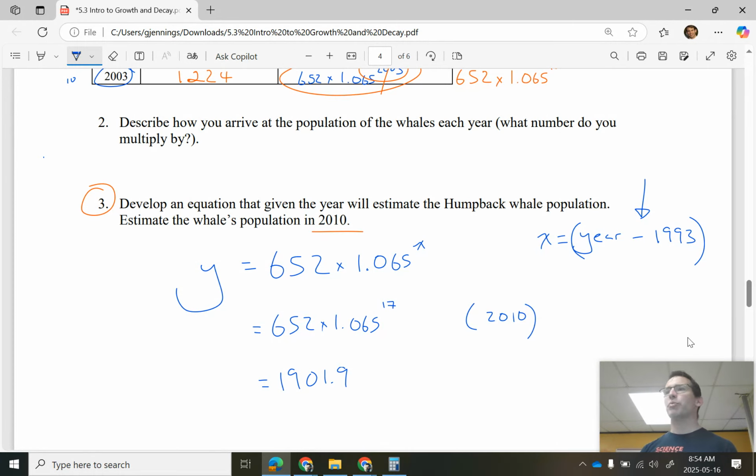So that would be 1902 whales, or thereabouts. You want a challenge problem? In what year will the population of whales be the closest to the year number? That'd be kind of fun. In other words, when will you have x equal 652 times 1.065 to the x? Challenge problem.